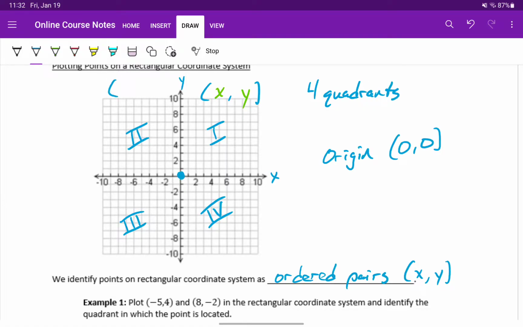In the second quadrant, now x becomes negative, but y stays positive. Because we're moving to the left of the origin, x is getting below 0, but we're moving above the origin, so y is positive. In quadrant 3, both x and y are negative. And in quadrant 4, x is going to be positive and y will be negative.